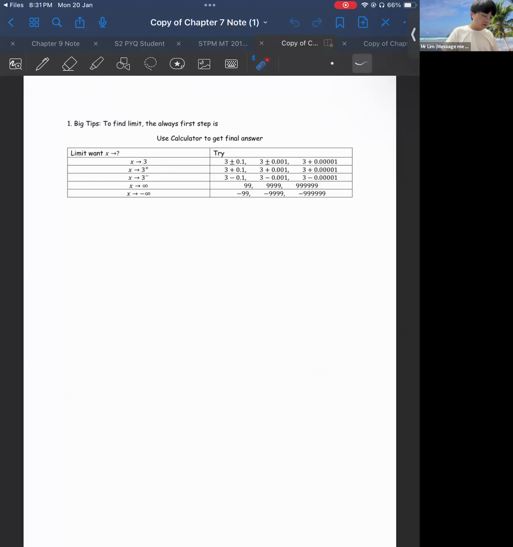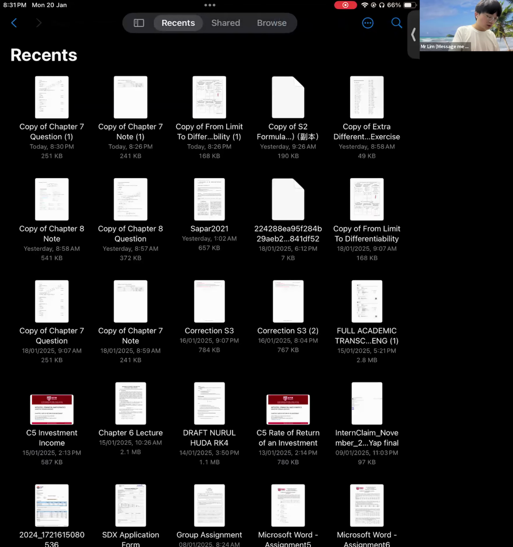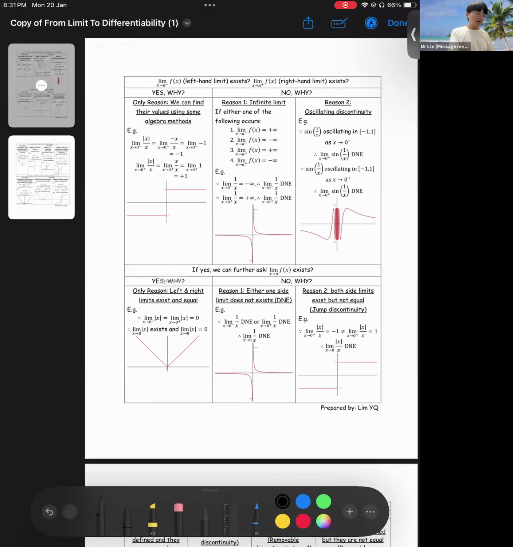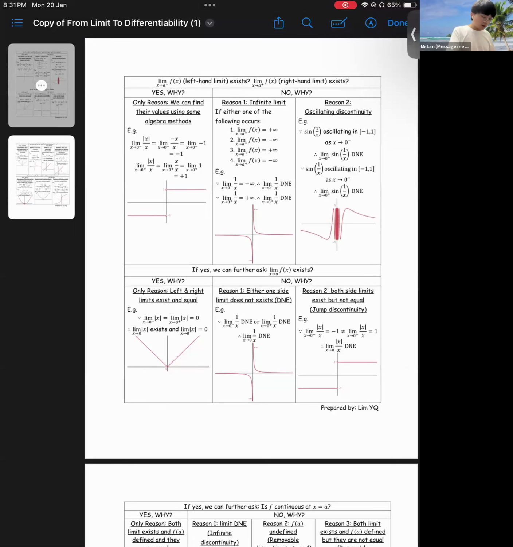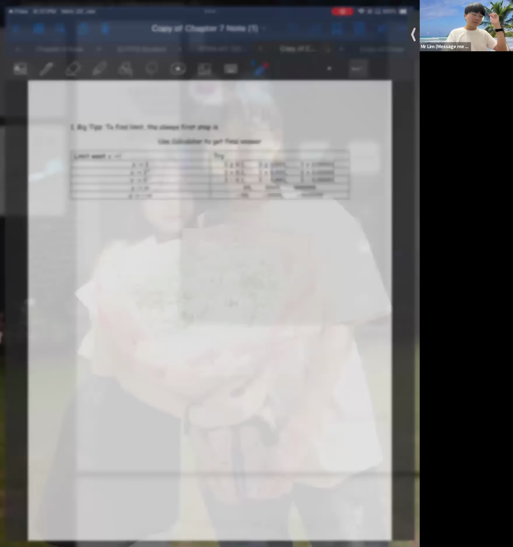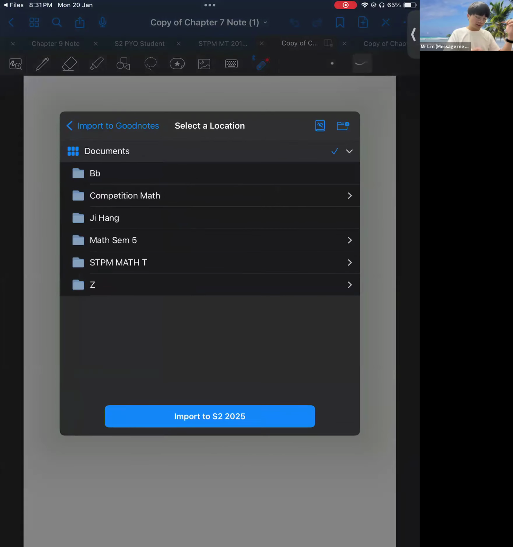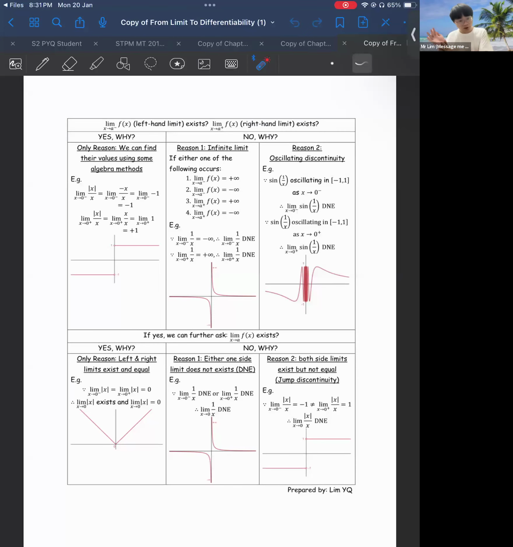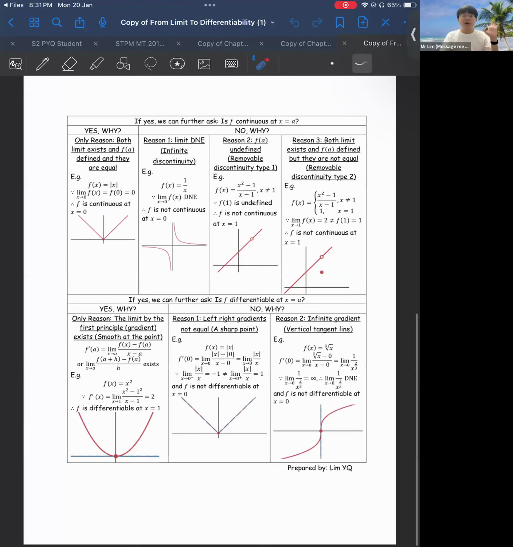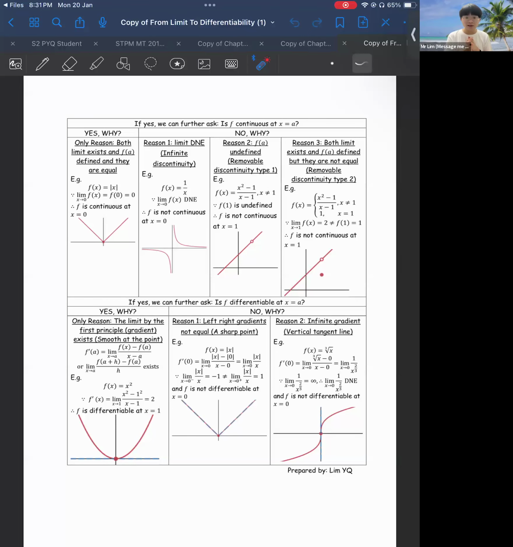Okay, there's one more thing, just a bonus to you. This is kind of an infographic. It's a short summary of chapter 7 and chapter 8 together. This is for you to see the different cases of what you have learned in chapter 7 and chapter 8: all the different kinds of limits and continuity we discussed, and the differentiability.